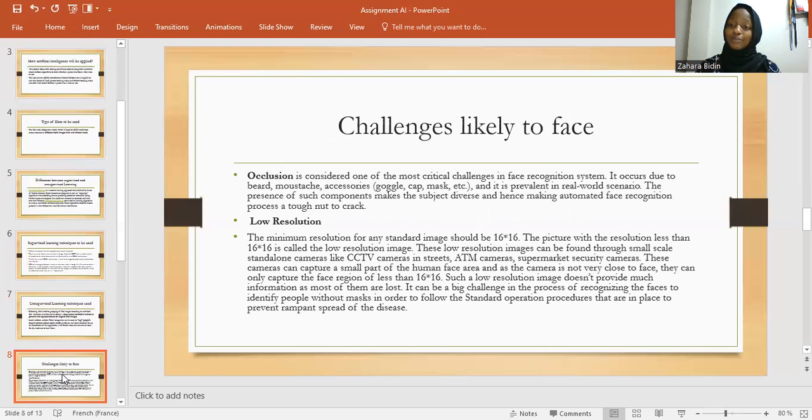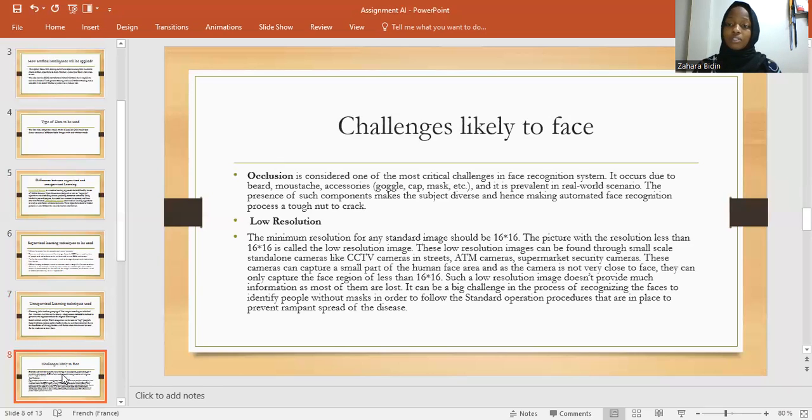And this occurs with the people having beards, mustaches, and accessories: masks, nose pins, nose rings. And this is a preventive in the real world scenario. So it can also be a problem.